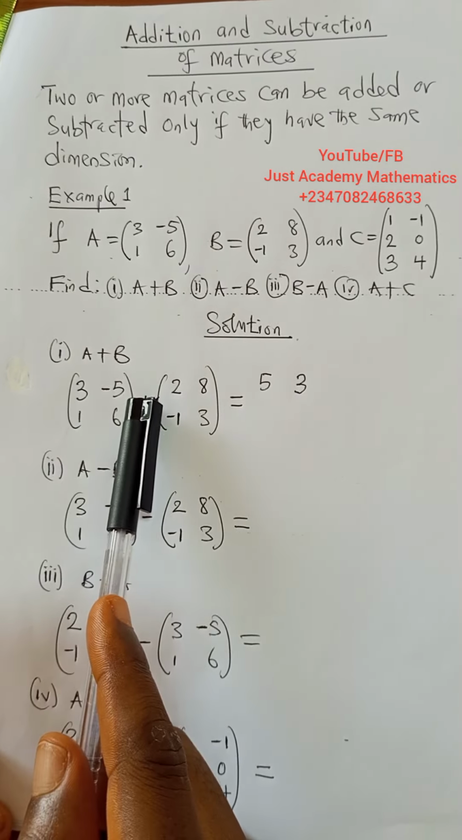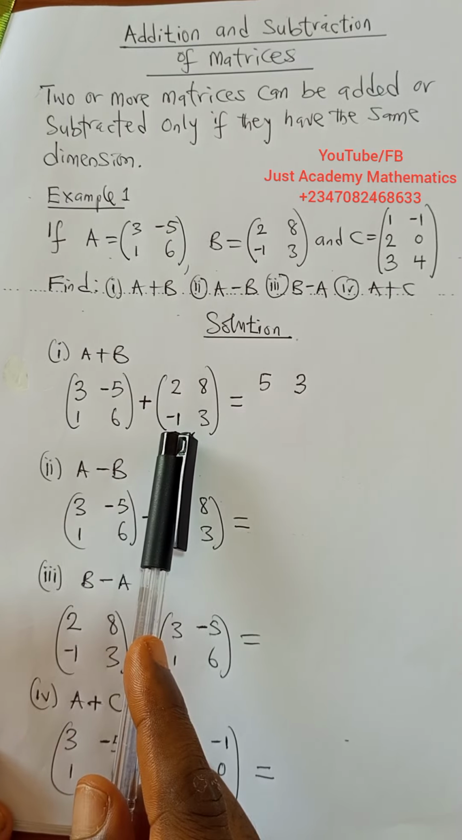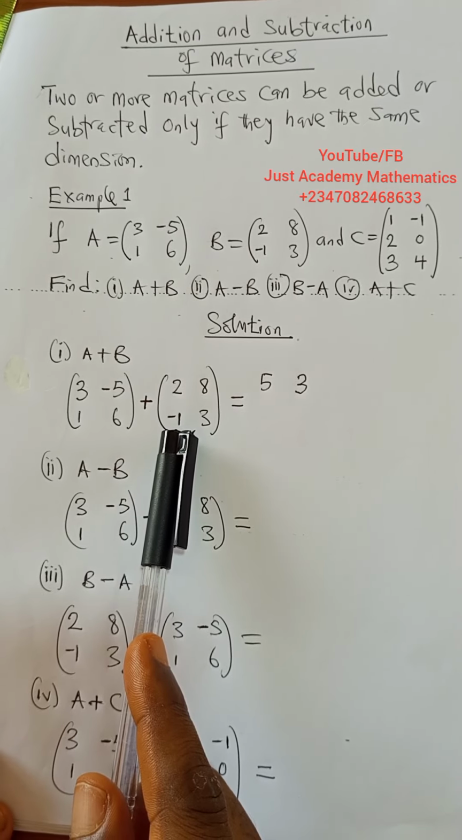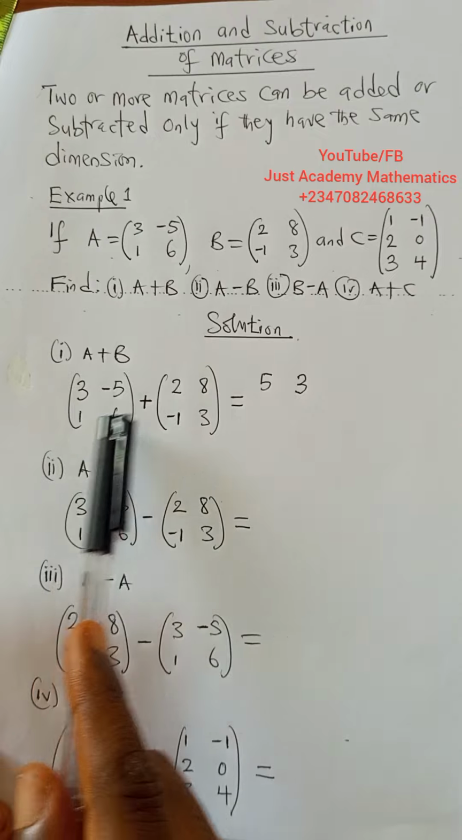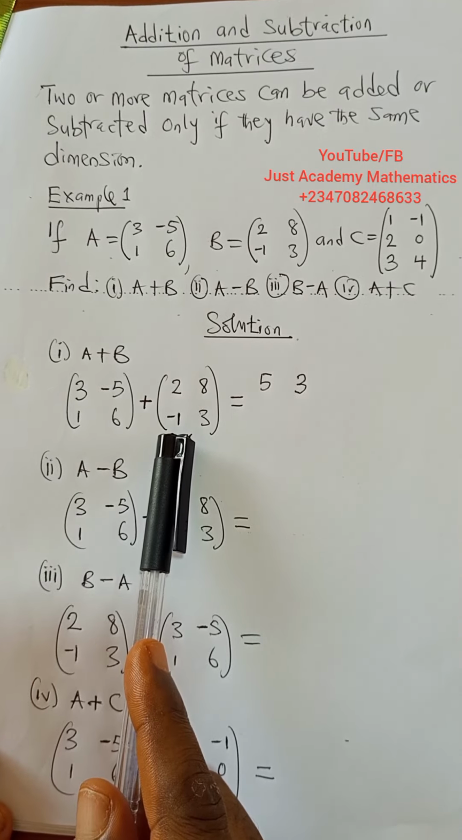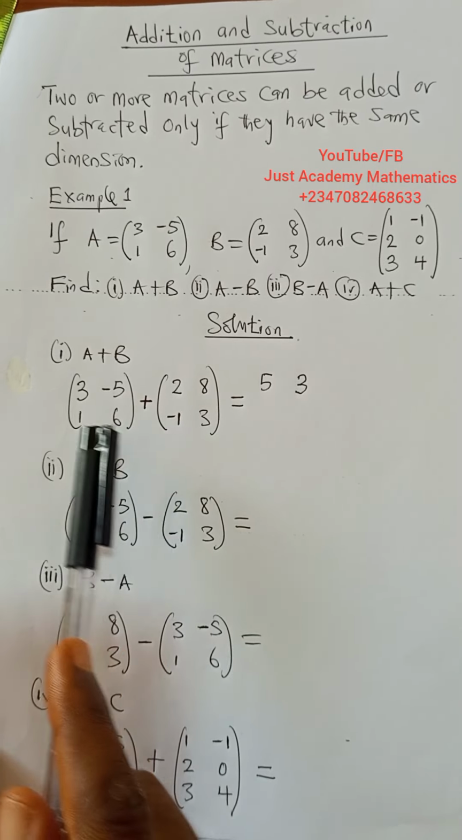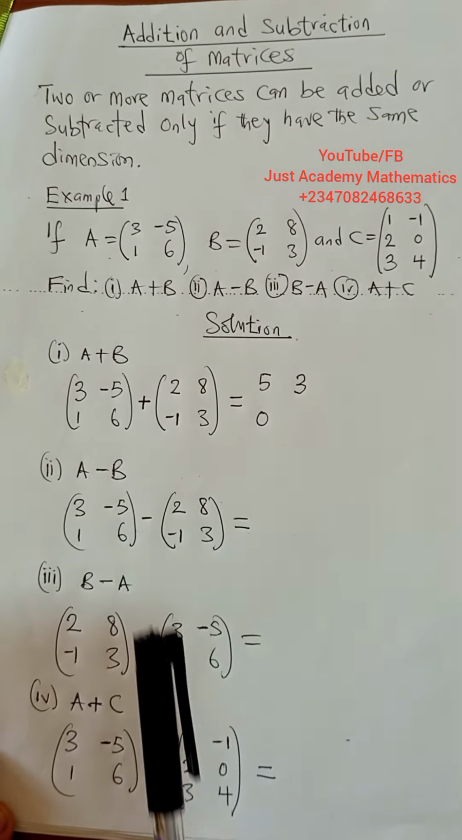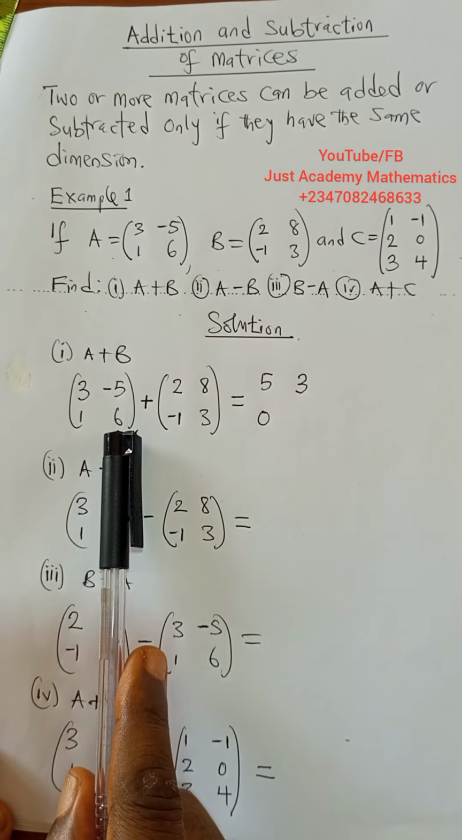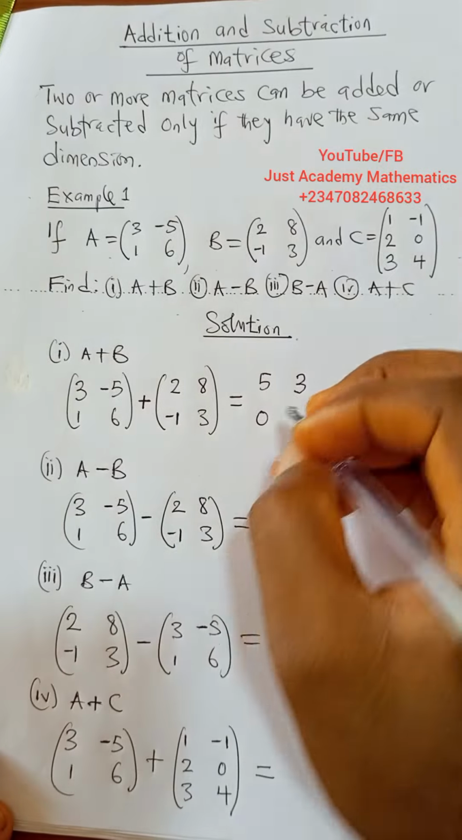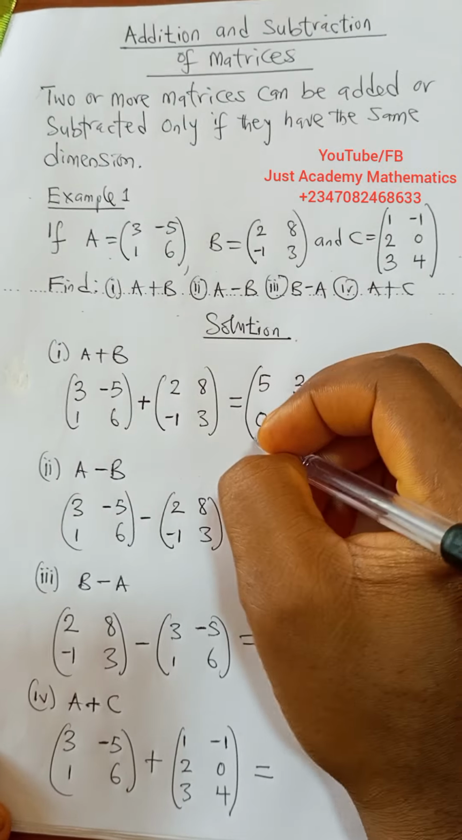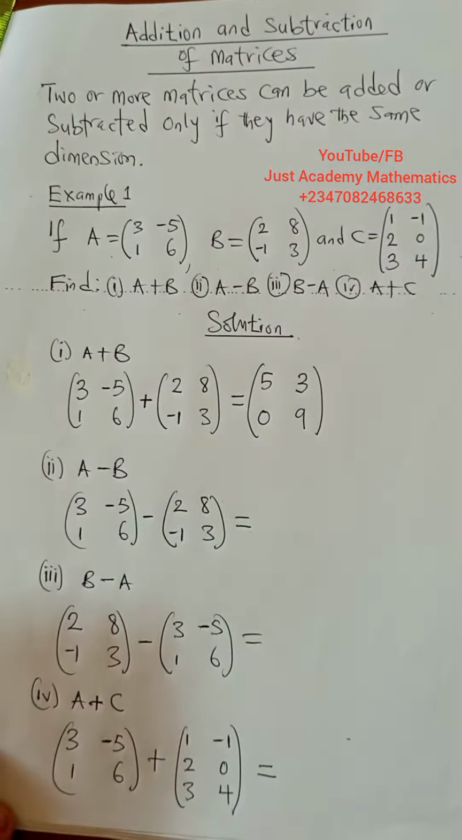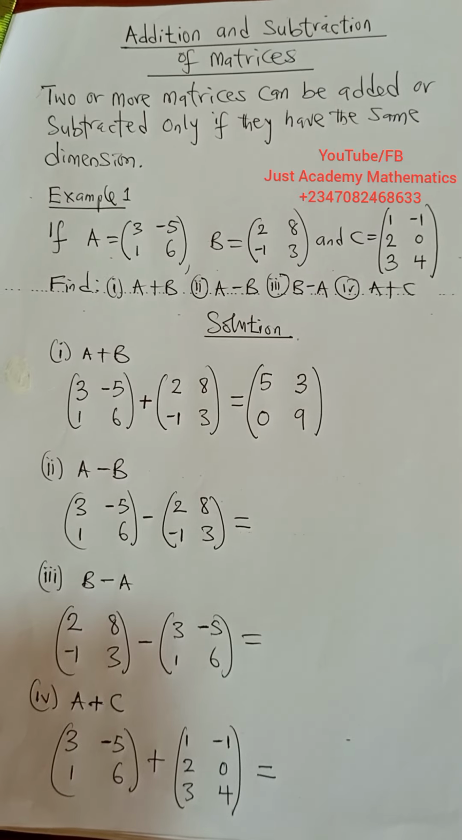Now, on the second row in matrix A, the first entry is what? 1 plus the first entry in the second row in matrix B. That is 1 plus minus 1. Plus times minus is minus. So 1 minus 1 will give us what? 0. We'll do the same thing. 6 plus 3 will give us what? 9. And that is the answer for A plus B. It's just as simple as that.